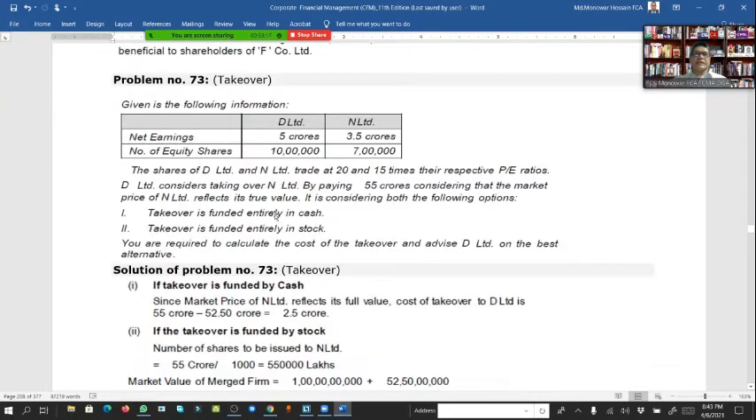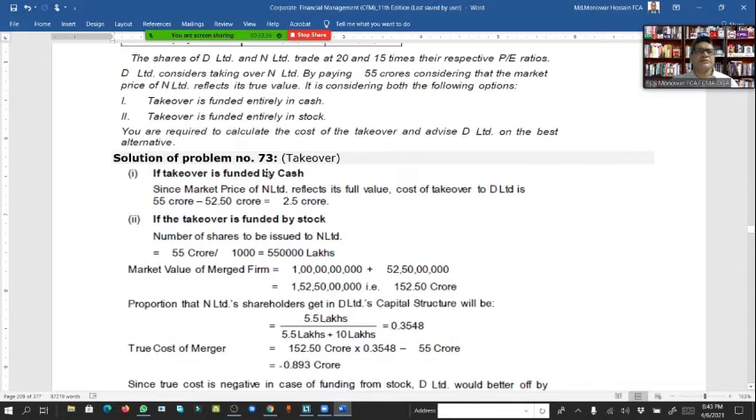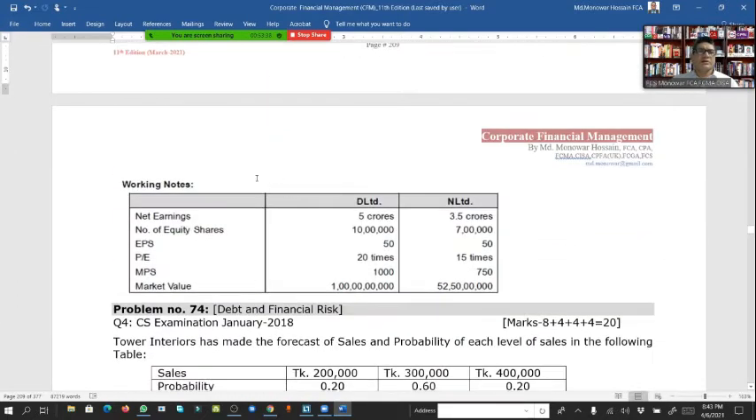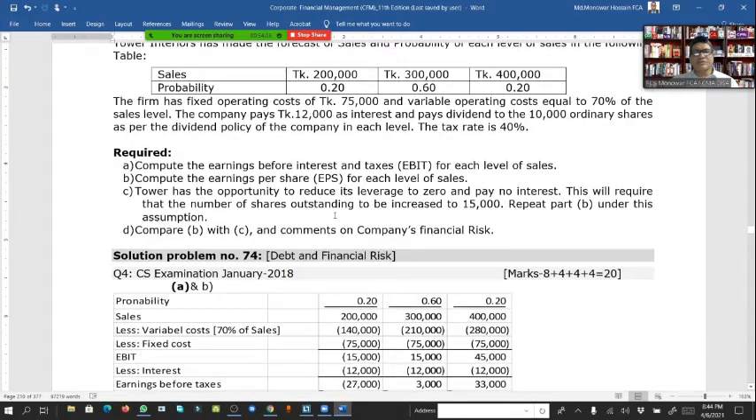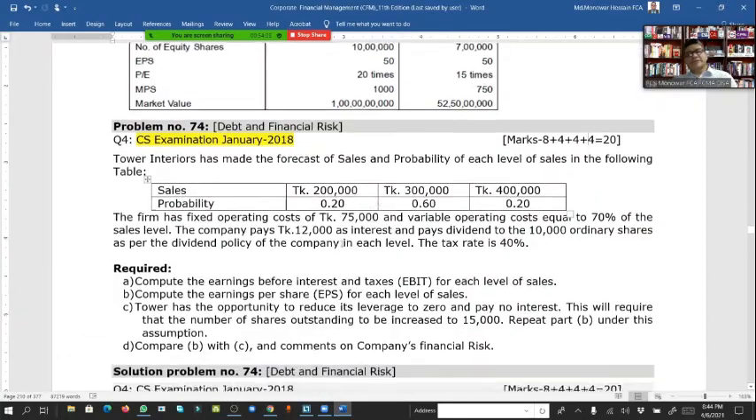If we see here, another one is also takeover. So look here, given the following information, is it a takeover? This is math 73, and the answer is also here. Delimited, unlimited is very simple, and this is the working. This math was in your exam January 18, on debt and financial risks; that type of math came. What would the marks be? 8, 4, 4, 4, 12 marks. So here the answer is also here. With this math, the solution is here.